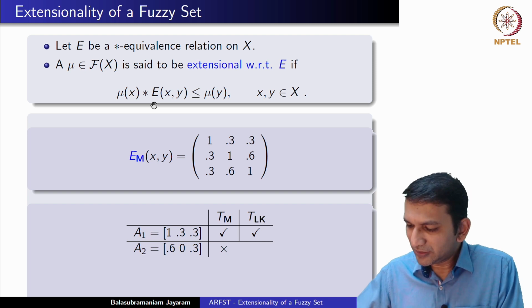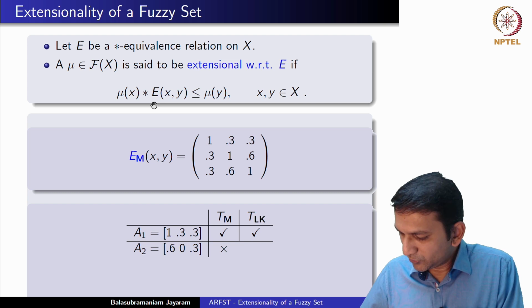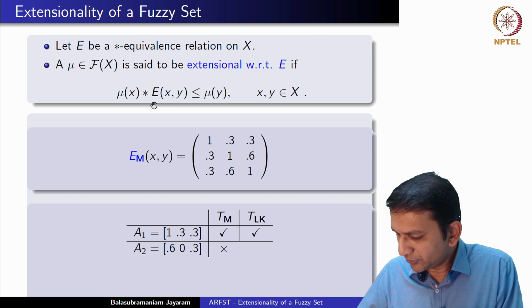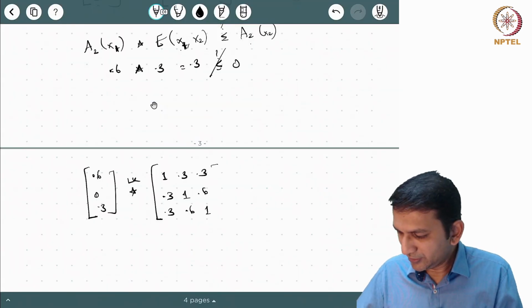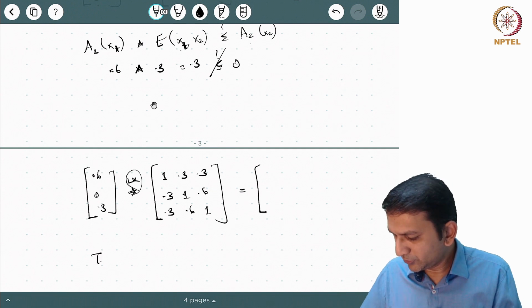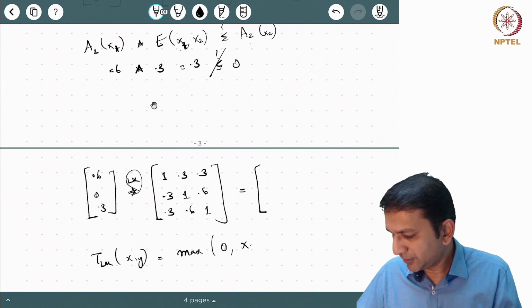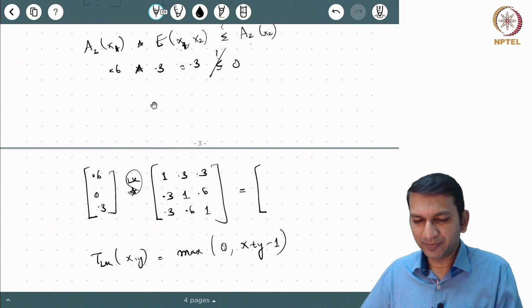Let's look at whether it is extensional with respect to the Lukasiewicz T-norm. So once again we write it like this, 0.6, 0, 0.3. Now star is the Lukasiewicz T-norm. EM is the same, 0.6 and 1. Now note that we are going to use the Lukasiewicz T-norm. What is the Lukasiewicz T-norm? It says T_L of x, y is max of 0, x plus y minus 1.